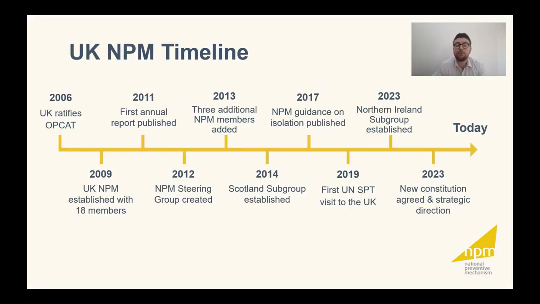This timeline takes you through some of our history. The UK ratified OPCAT in 2006 and designated its NPM in 2009. We then added 3 additional members. We recognised that devolution had an impact on detention and established subgroups in Scotland and Northern Ireland. We were visited by the SPT in 2019, and that brings us to today.